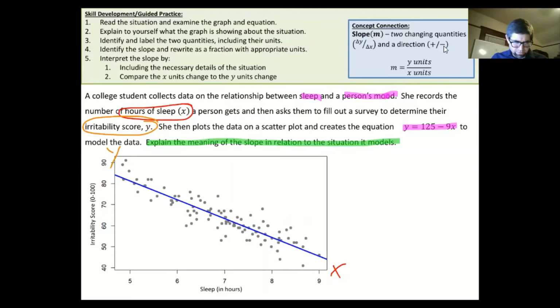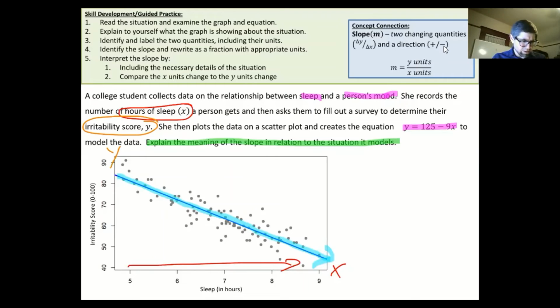So let's see what might be happening in this line. Well, now I'm actually moving on to step 2 here, trying to make sense of the data, of the graph, before I try to interpret it. Well, first off, I see that my x-axis is increasing here. So as I follow along the blue line, the linear model, what do I notice is happening? Okay, well, the number of hours of sleep is increasing, sure, but my line is going downhill from left to right. What is that telling me about someone's irritability?